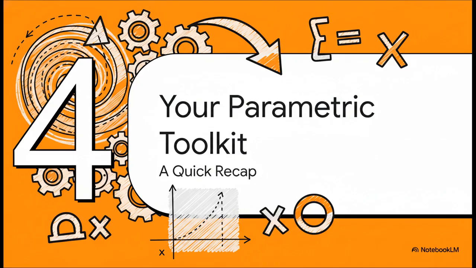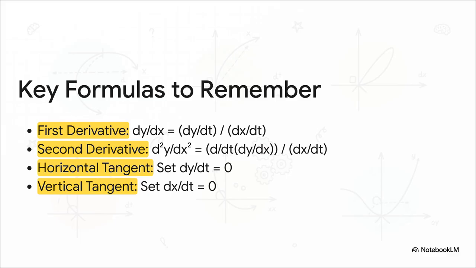We've just built a complete toolkit for tackling derivatives of parametric equations. So let's do a quick-fire recap of the essential formulas you need to lock in. And here they are, all in one place. The first derivative, your slope, is the ratio of the derivatives. The second derivative, remember that one has the extra division by dx/dt. And for your tangents, just remember, horizontal means the numerator is 0, vertical means the denominator is 0. Go ahead, screenshot this, write it down. This is your ultimate cheat sheet.